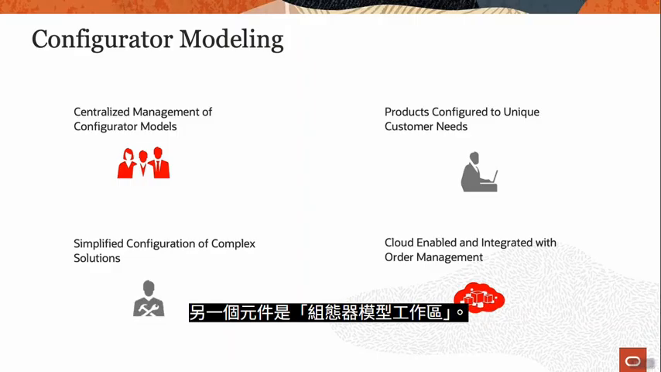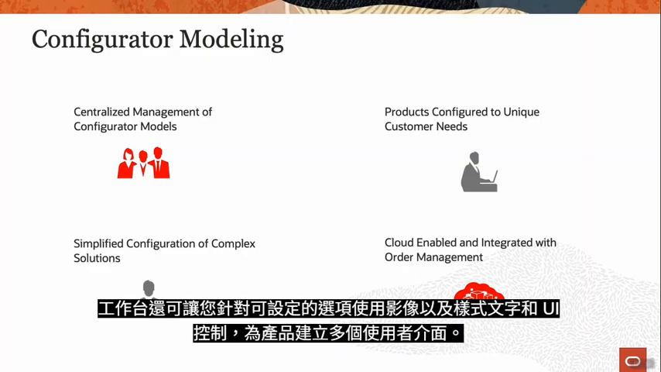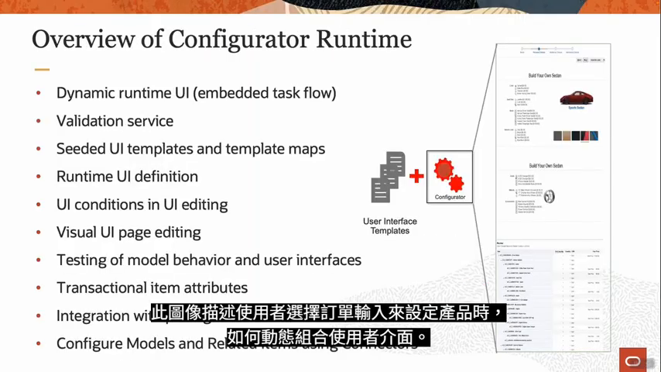The other component is the configurator model work area. This provides a model building workbench that allows you to build complex models by enabling you to write rules against the model. The workbench also enables you to create multiple user interfaces for a product by using images along with style text and UI controls for the configurable options. The configurator runtime application is integrated with order management, which is your hosting application, so that users can configure and validate complex orders of items.